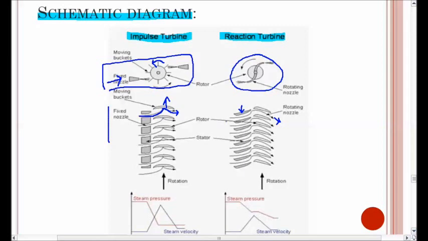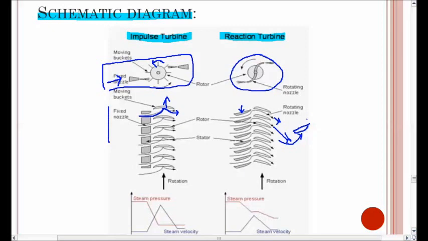But in the reaction turbine, mostly we have a mechanism called stages. Here the outlet pressure that comes from the rotor is again redirected using other fixed blades, which is again given into another set of rotating nozzles. As the stages increase, the size of the turbine increases.